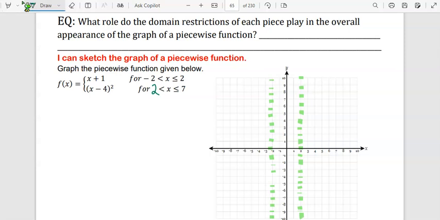So we want to find some values. We're going to say that this is the left piece and this one is the right piece. Sometimes they're not in the correct order, so you want to label those. Let's also write our other boundary at 7.